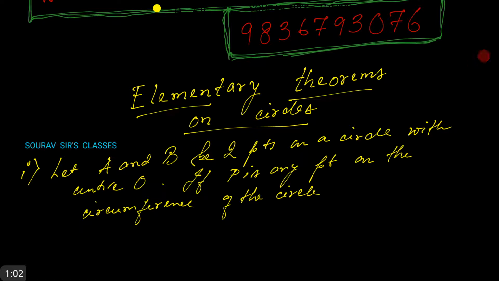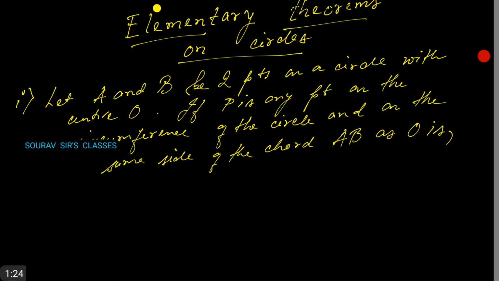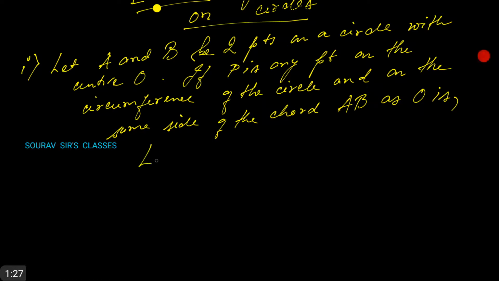and on the same side of the chord AB as O is, then angle AOB is equal to 2 of angle APB.